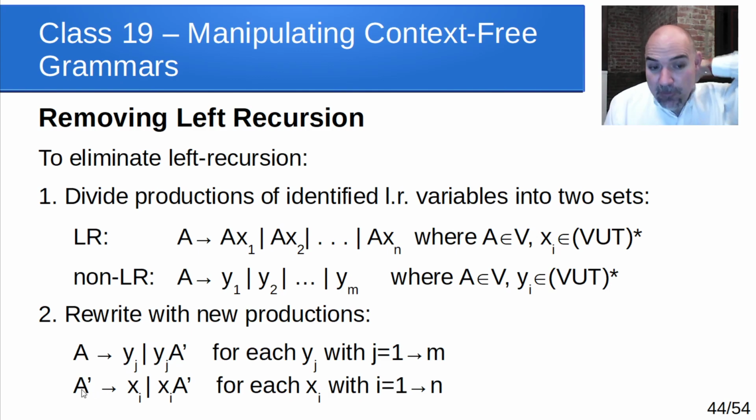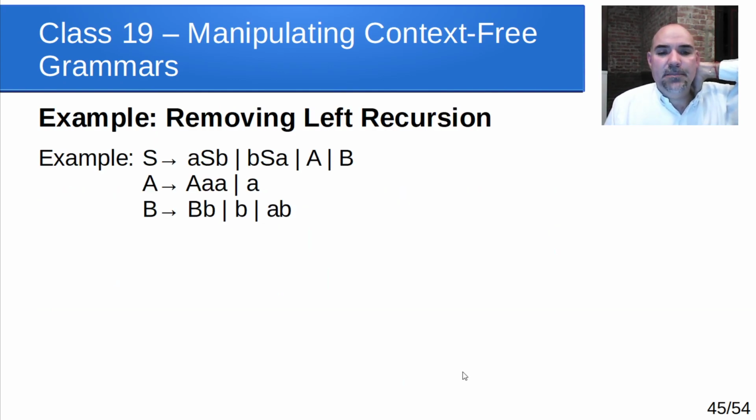And then for that new variable that we just created, that A prime variable, we're going to add xi or xi A prime. So we're going to go through all of the x's and do the same thing: the x part followed by the x part with the new variable. And we're going to do that for all n of the x's. Okay, so let's look at an example of that, and hopefully this will make a little more sense.